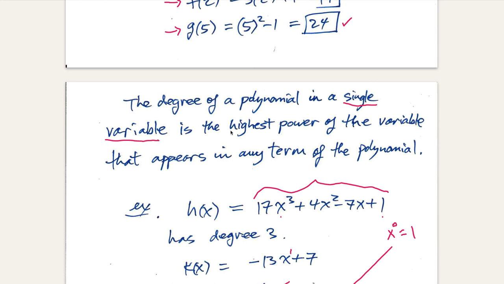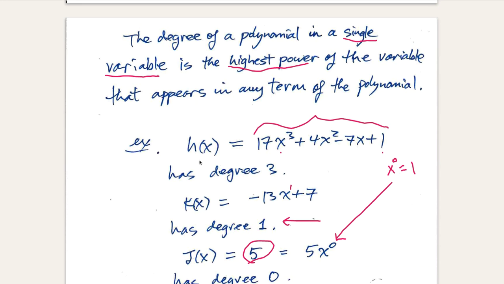Okay, a little more terminology we want to throw in here. The degree of a polynomial in a single variable, that's actually important here, because we will talk about polynomials in multiple variables later. Anyways, the degree of a polynomial in a single variable is the highest power of the variable that appears in any of the terms. Okay? Alrighty, so let's come over here. Suppose I have h of x is 17x cubed plus 4x squared minus 7x plus 1. That's a polynomial function, as you can see. This would actually have degree 3, because 3 here is the highest power of x that appears in any of these terms, right?